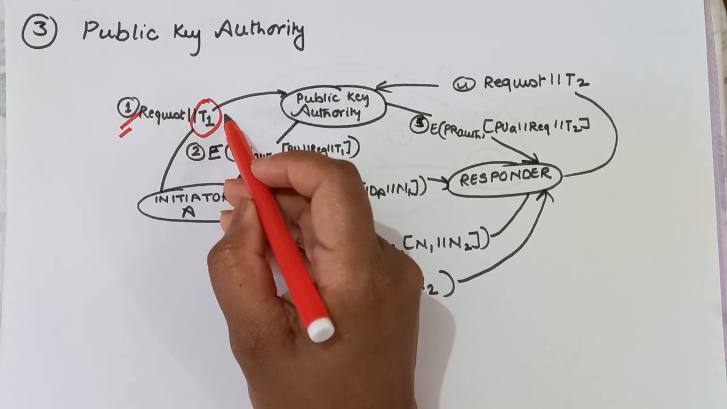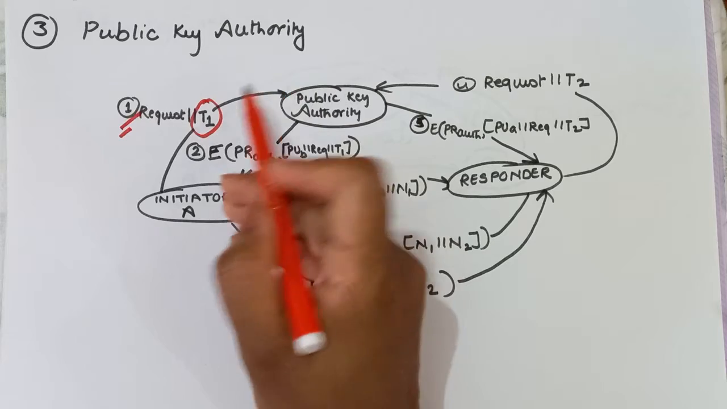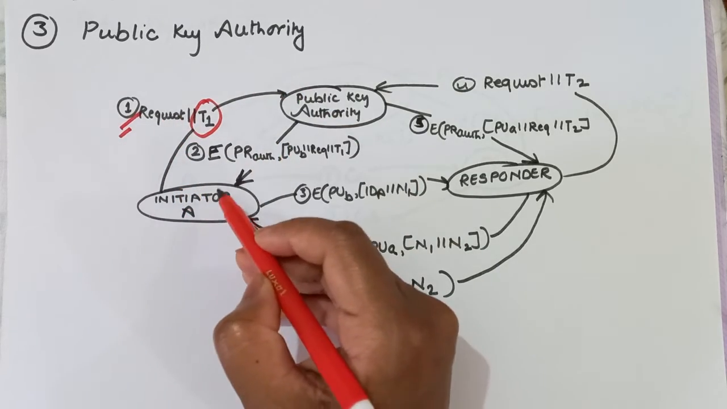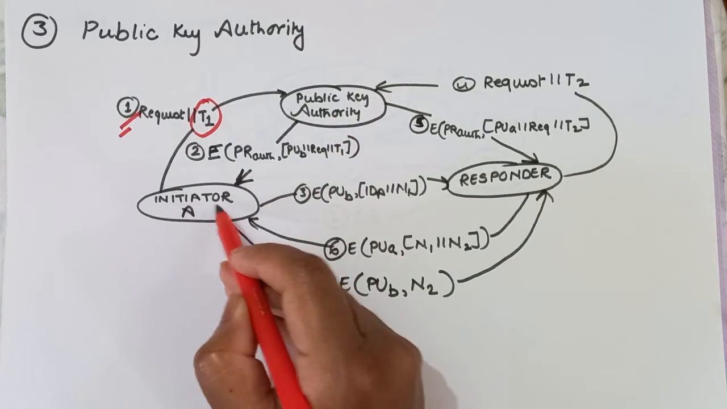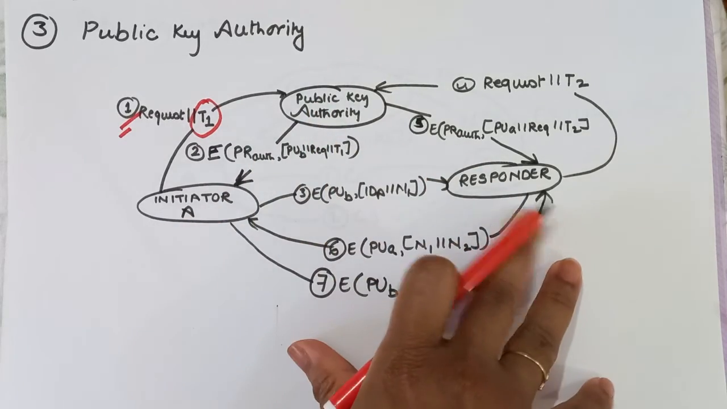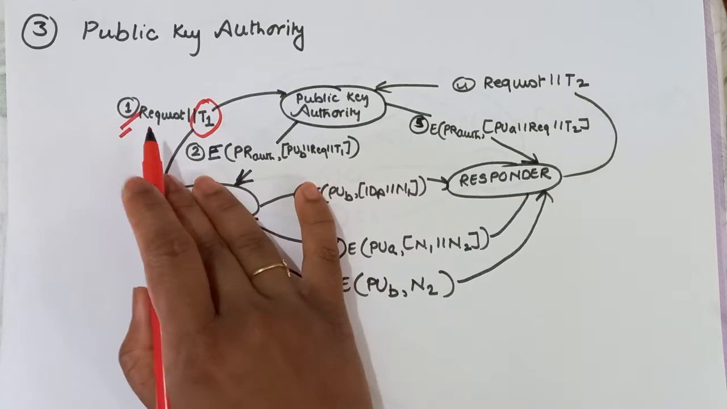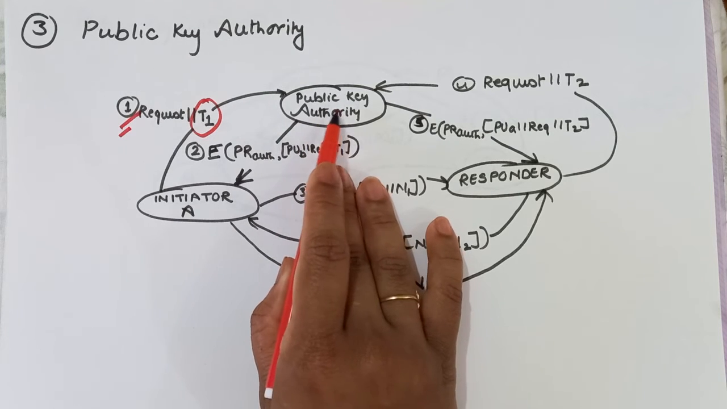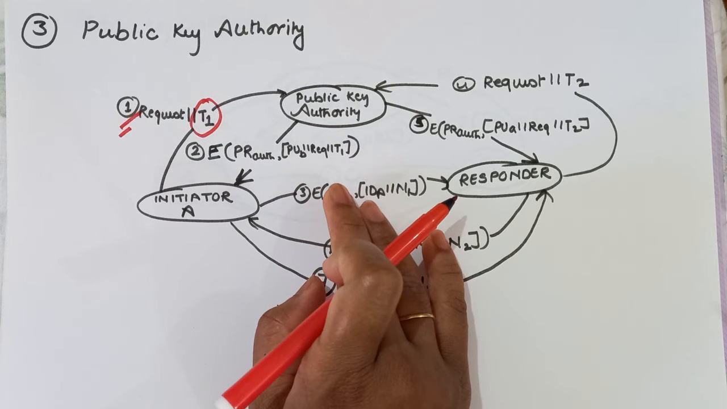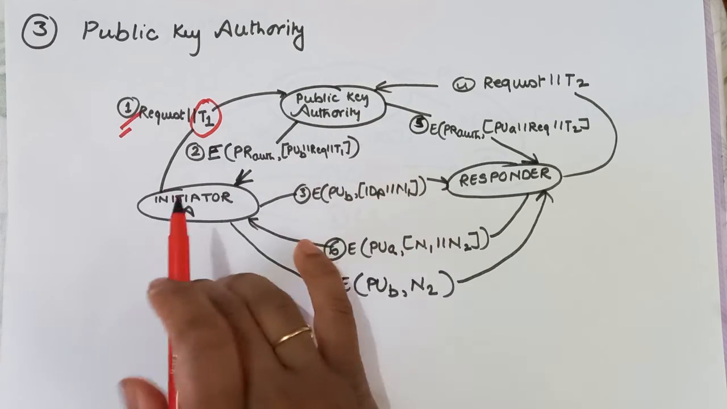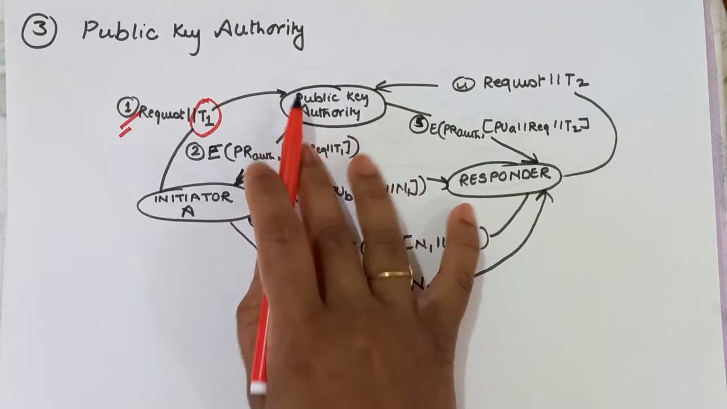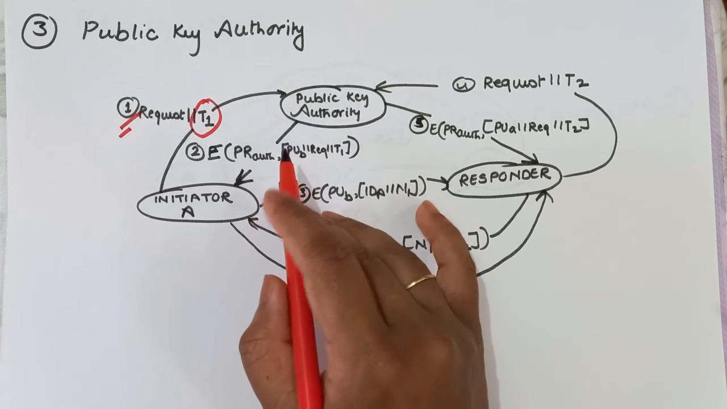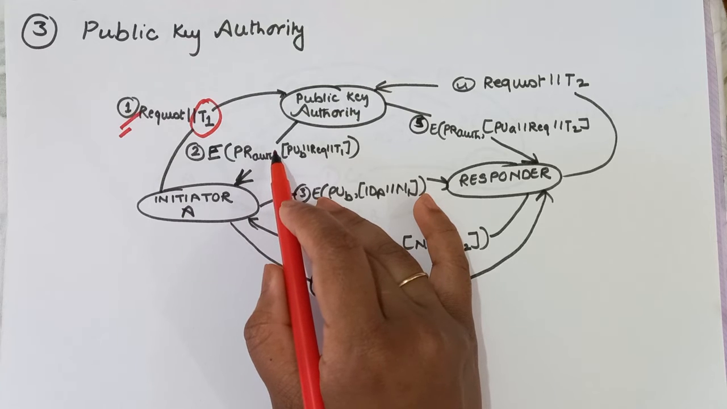So A sends a timestamped message to the public key authority containing a request for the current public key of B. Basically, initiator A wants to know the public key of B, so it sends a request to the public key authority for the public key of the respondent, B. After the request, the public key authority responds with a message encrypted using the authority's private key.